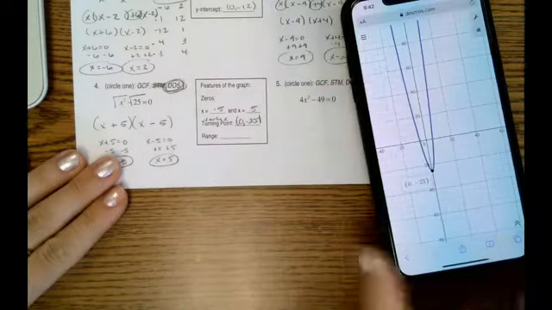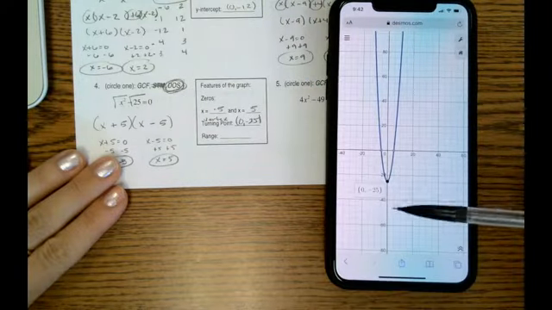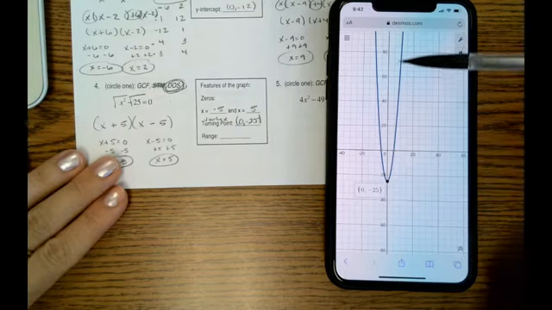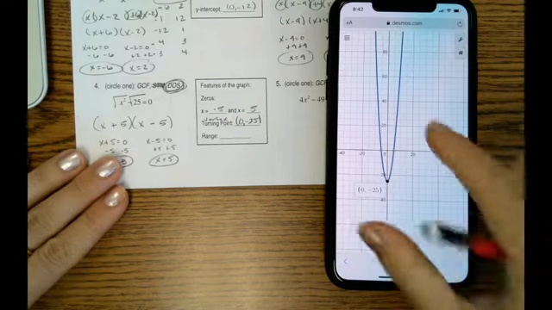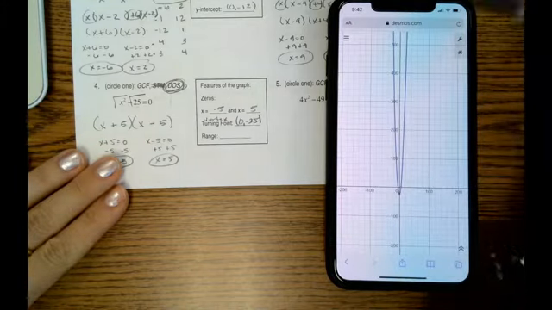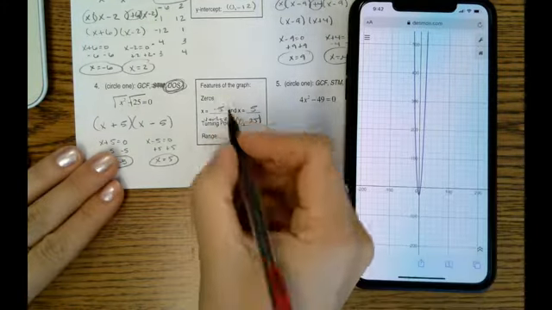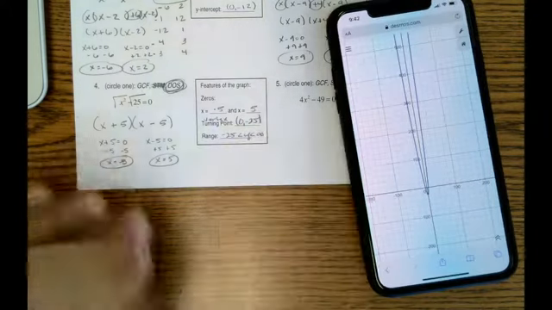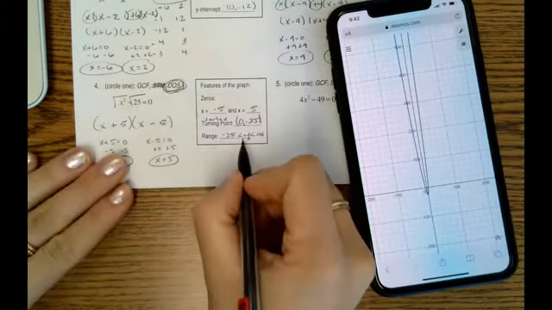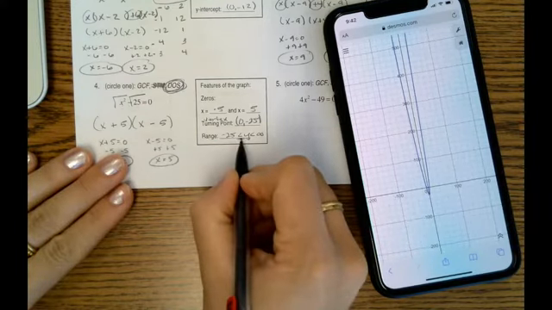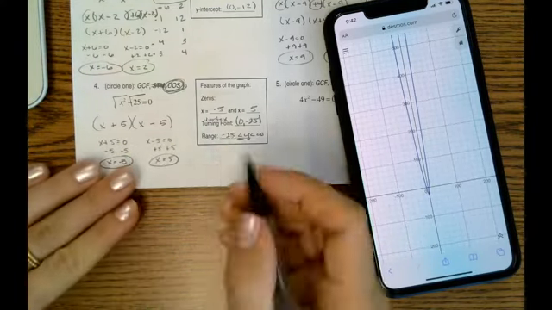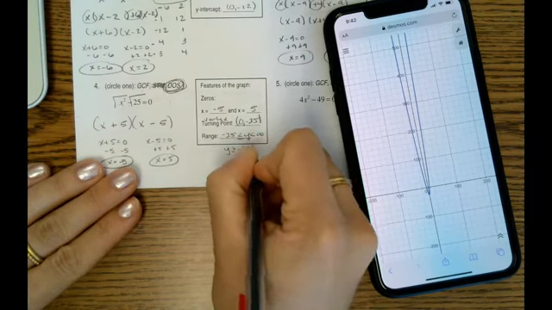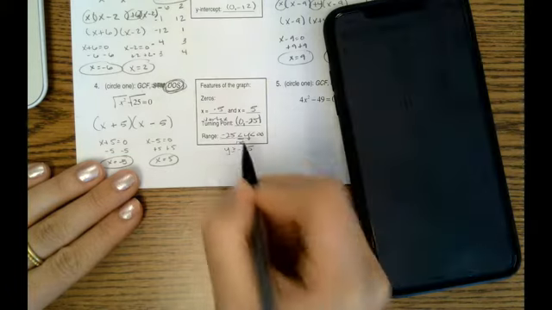Okay, our range is our y values. So our y values start down here at negative 25 and they go on for forever. So this is going to keep going up. If I keep zooming out, you'll see it just keeps going up. So our lowest y value is negative 25. Our highest y value is infinity. Another way that we can write this, don't forget your equal to there on that negative 25, is y is greater than or equal to negative 25. So either way is fine.